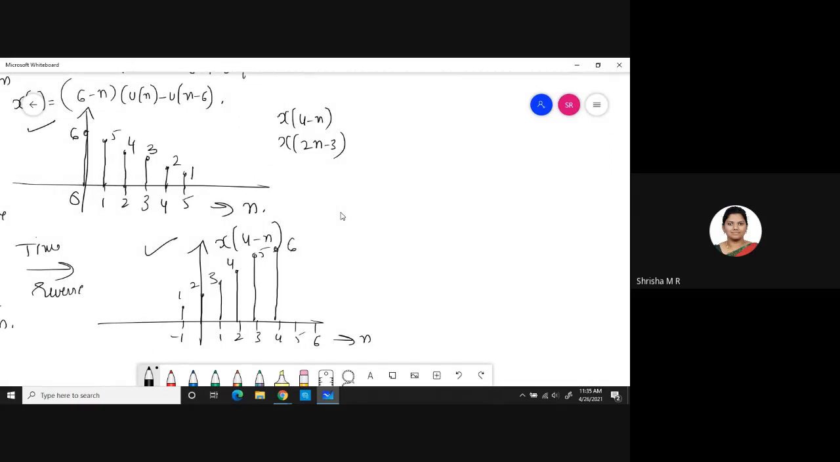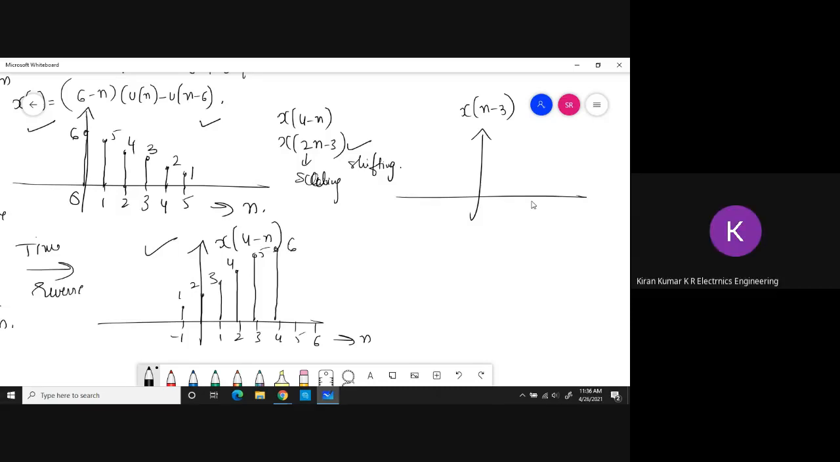So to plot x of 2n minus 3, you have a scaling operation, that is you have 2, and you have shifting. According to the precedence rule, first you have to shift it. So you have x of n minus 3 first. If this is my x of n, and I want to plot x of n minus 3, from where will my signal start? Plus 3. What about the others? Will it start from plus 3?